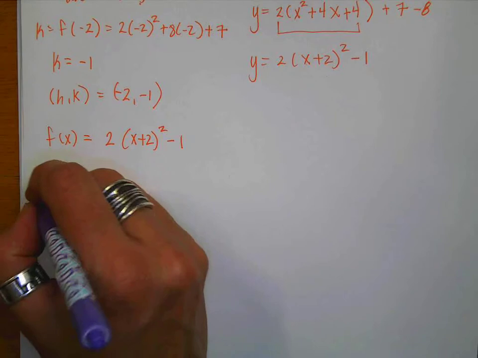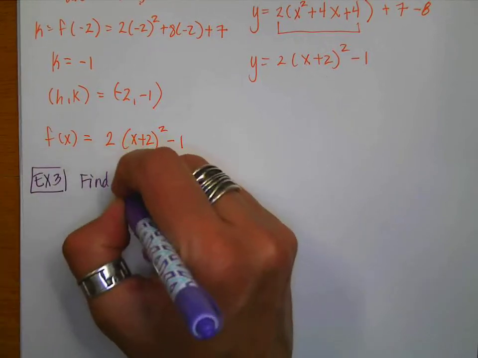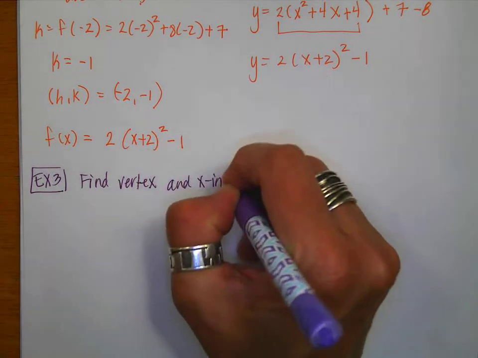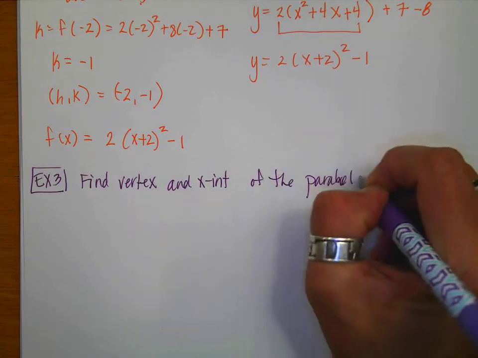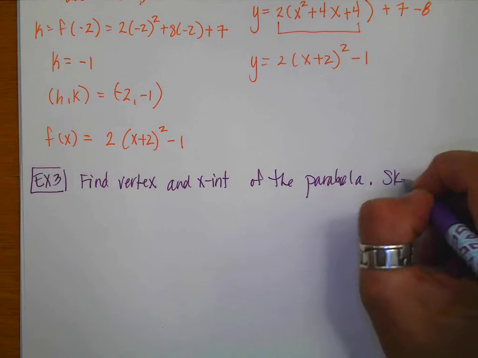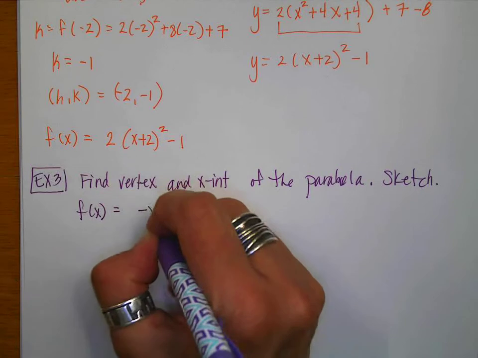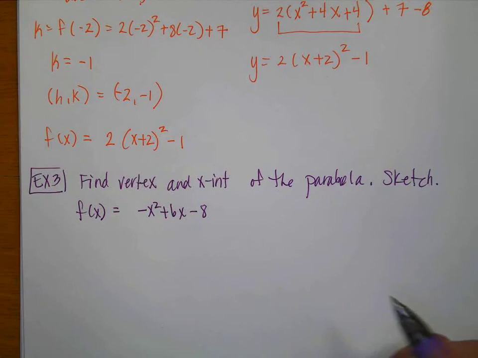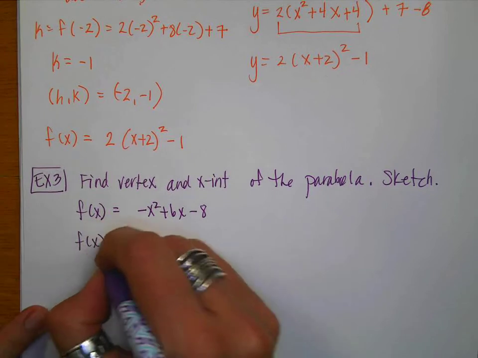Okay, let's do another example. For this one, we want to find the vertex and the x-intercept of the parabola, and then we're going to sketch. The function is f of x is equal to negative x squared plus 6x minus 8. And again, to find the vertex, I'm going to do it with completing the square. So that is my preference.